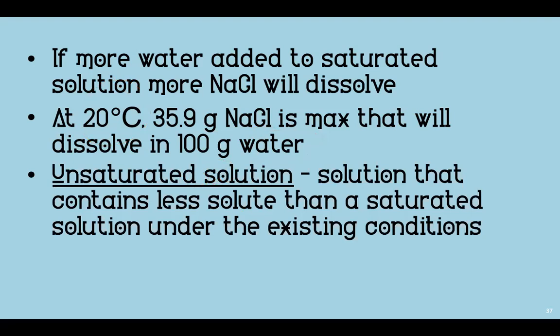So if we have an unsaturated solution, that is going to contain less solute than a saturated solution under the same conditions. So if at 20 degrees Celsius and 100 grams of water, you add 35.8 grams of sodium chloride, that is an unsaturated solution. So it's not full.